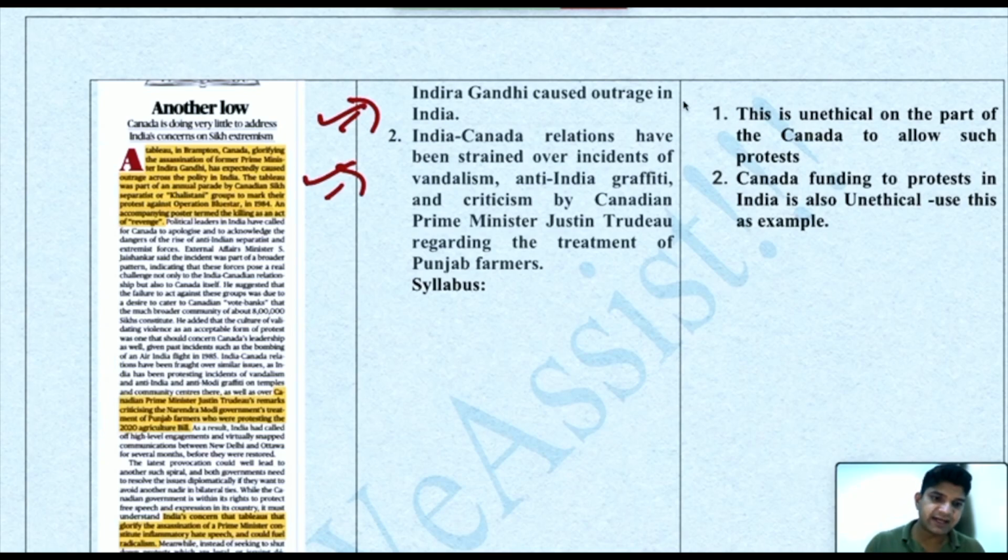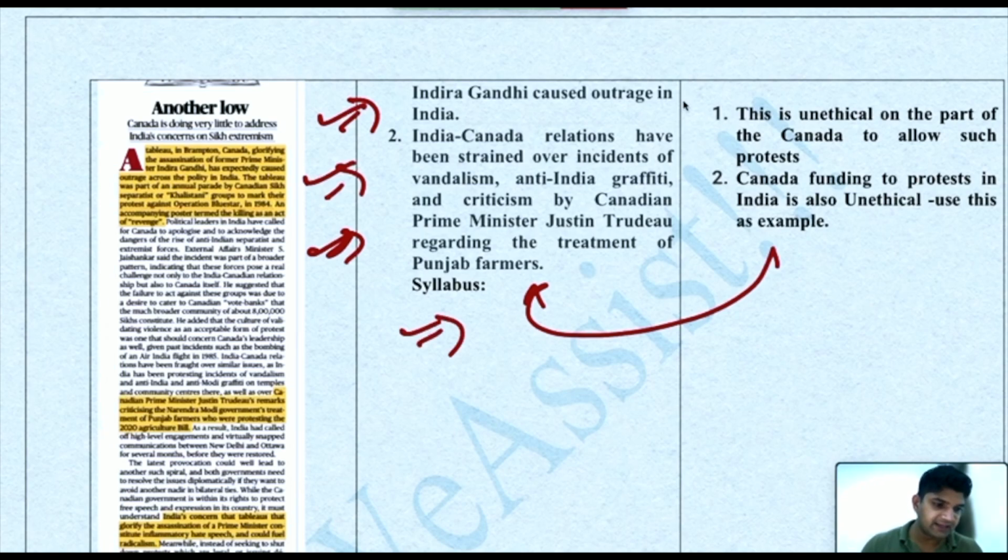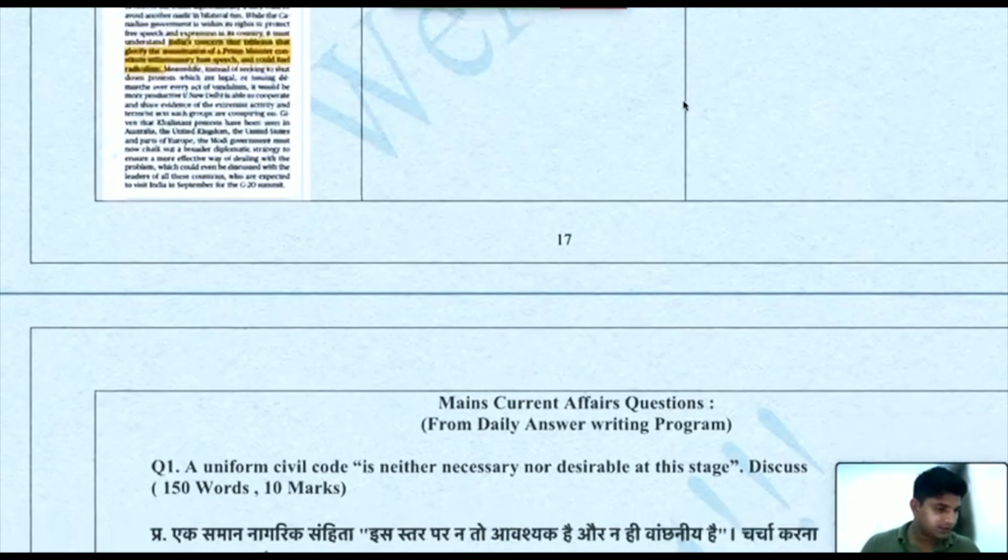Second, it can also be used for the role of non-state actors. And there's one particular topic in ethics, the role of funding from foreign sources. The question can come directly: how does funding from foreign countries affect India? Or what are the ethical or unethical practices involved in foreign funding? Funding of protests is an unethical activity. So this information, not taking action against the Khalistani rallies carried out in Canada, can be used in multiple examples. So this is all for today.